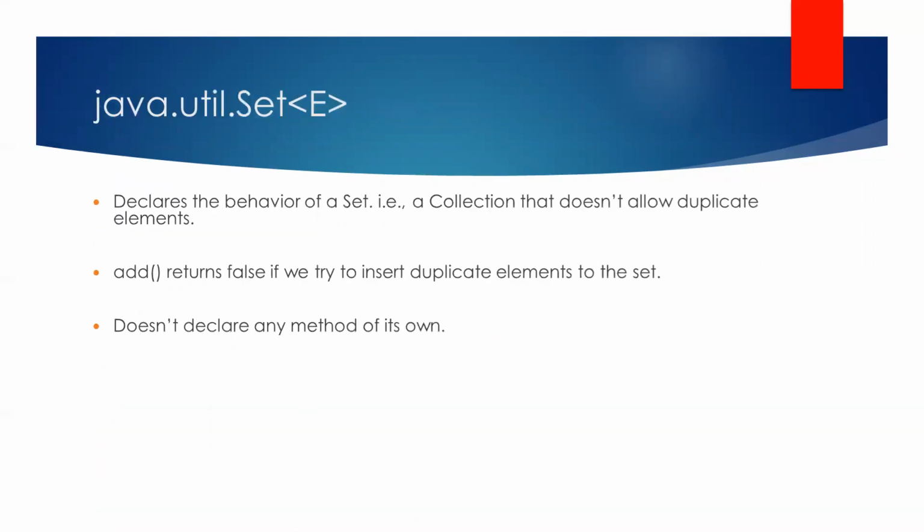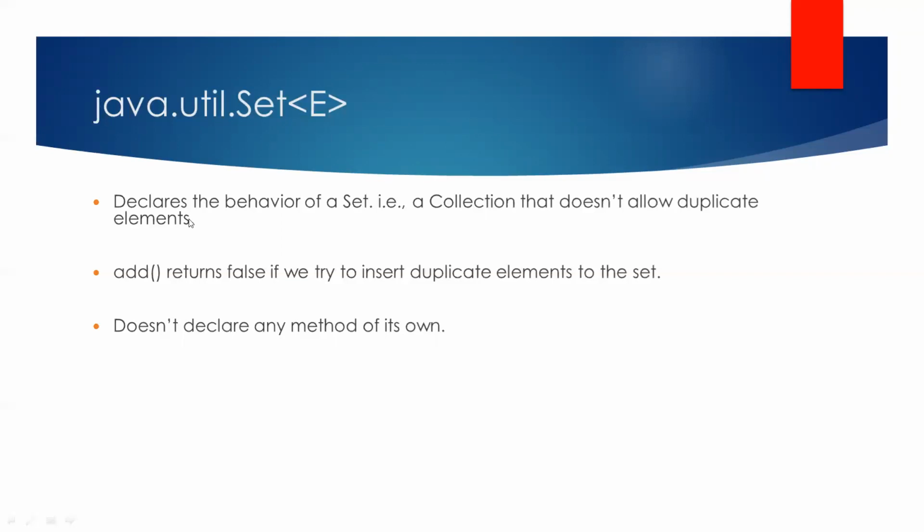Now come to the set collection. What is the set type of the collection? You will find the set type of the collection in the util package also. A few differences between set and list. One is that it declares the behavior of a set. Set means a collection that doesn't allow duplicate elements.